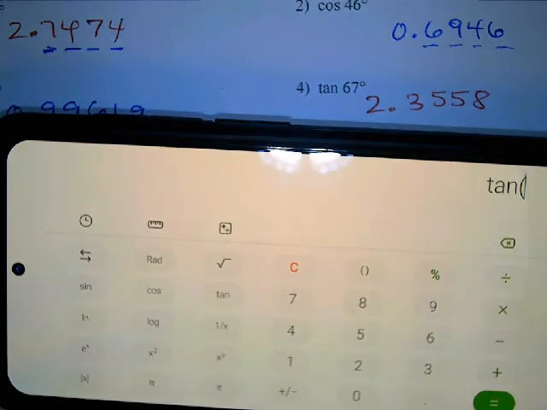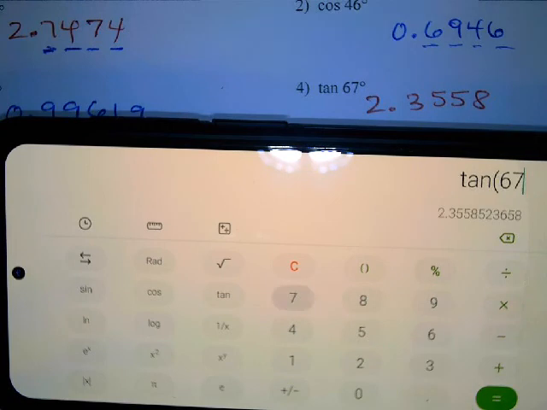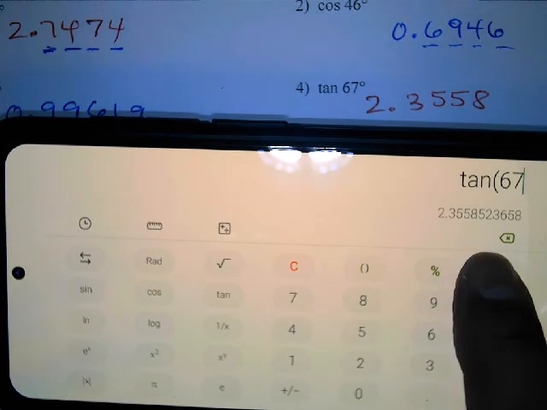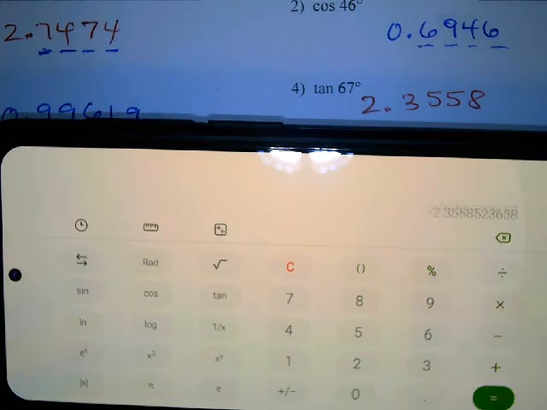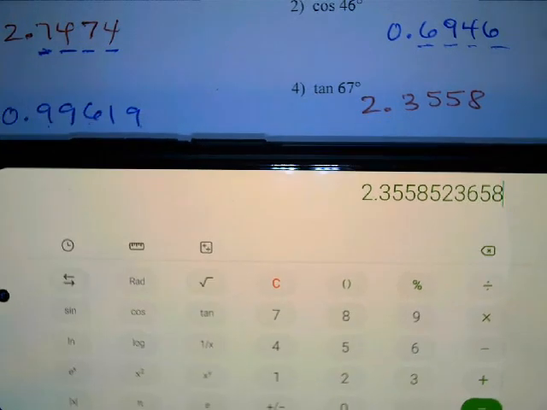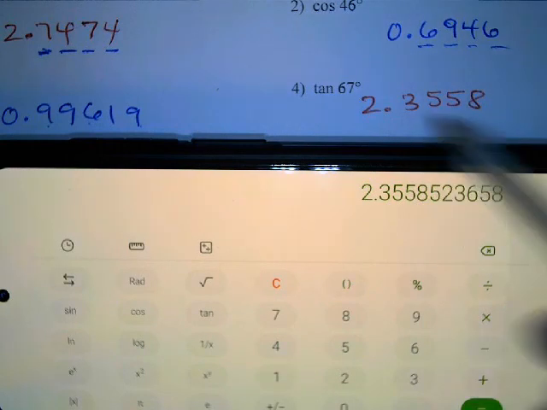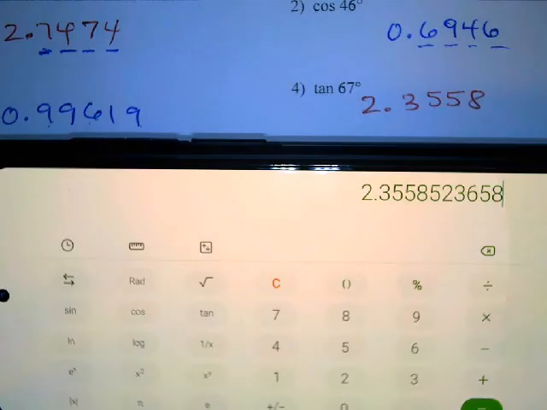And let's try it over here. What was it? Tangent of what? 67. You can see it really small there, but if you hit equals, there you go. 2.3558. Okay, we don't need to get all of the digits, but we're going to use like 4 or 5 after the decimal point. Okay, that's it for this first part. Pretty easy, right? Okay, good. The next part's going to be really important.